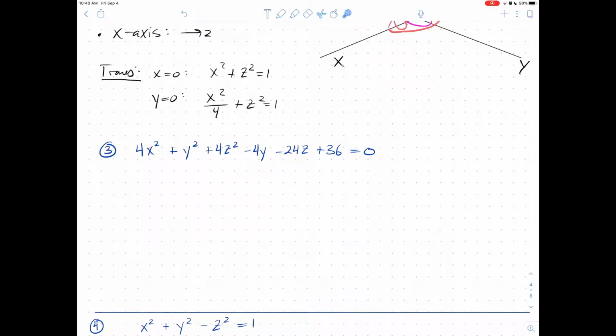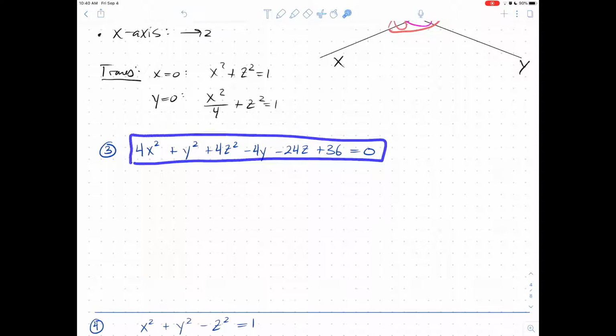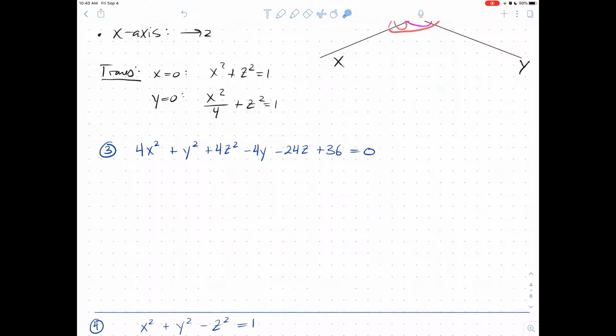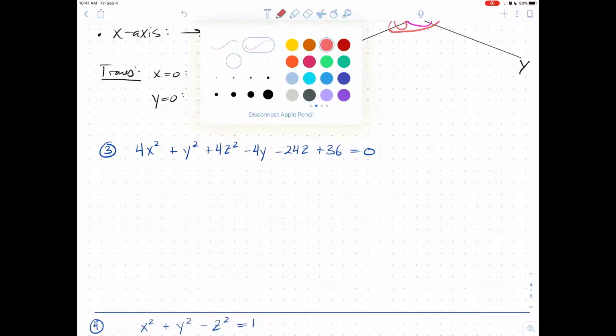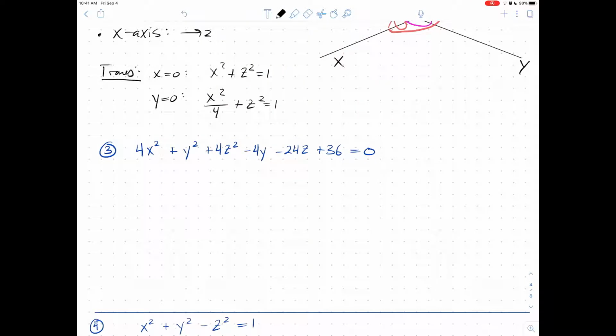So for our next example, I wanted to look at this interesting equation, and we're going to try to think about what sort of surface it graphs. What I want you to notice is that I have x squared, y squared, and a z squared term all present. Let's write this down. You can see that x squared, y squared, and z squared are all present, and they're all positive.